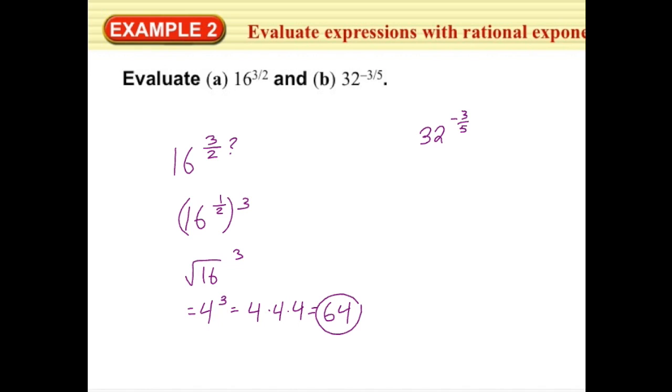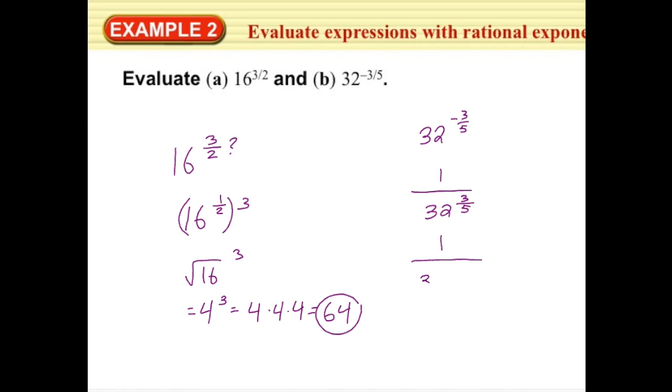Now, we know that there's a rule about negative exponents that they can't be negative. So we have to put this in the denominator in order to turn it into a positive exponent. So instead of negative 3/5, it's now positive 3/5. And then I'm going to do the same thing I did before.